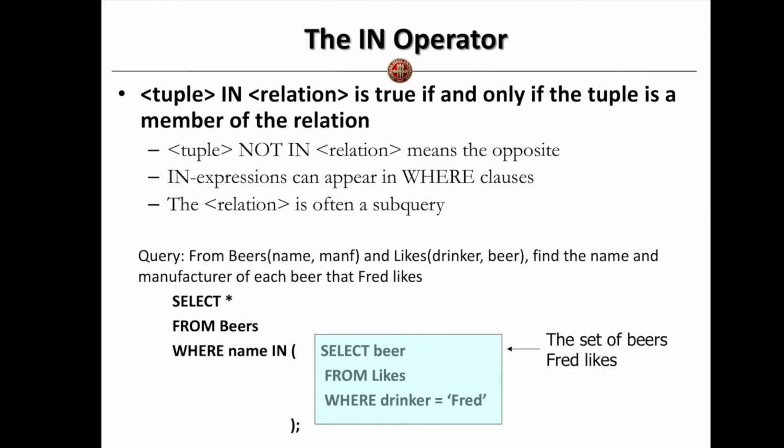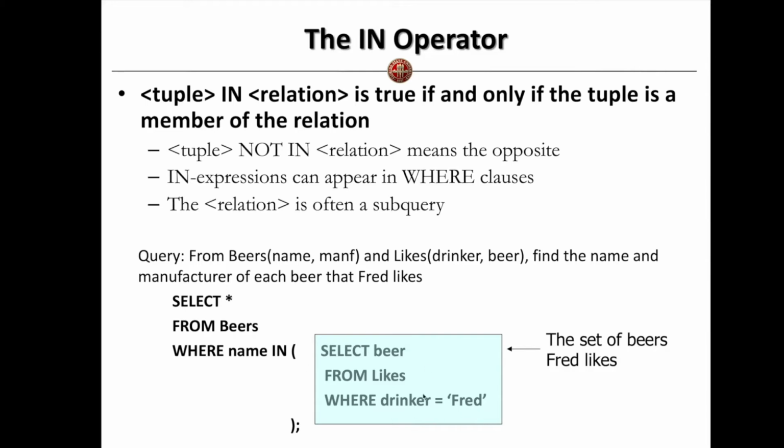So the first sub-question in your mind should be, what is the name of beer that Fred likes? Right? And the second question will be, what is the name and the manufacturer of these beers? So to answer the first sub-question, we can write down a subquery inside the parentheses. We have parentheses, select beer from likes where drinker equals Fred.